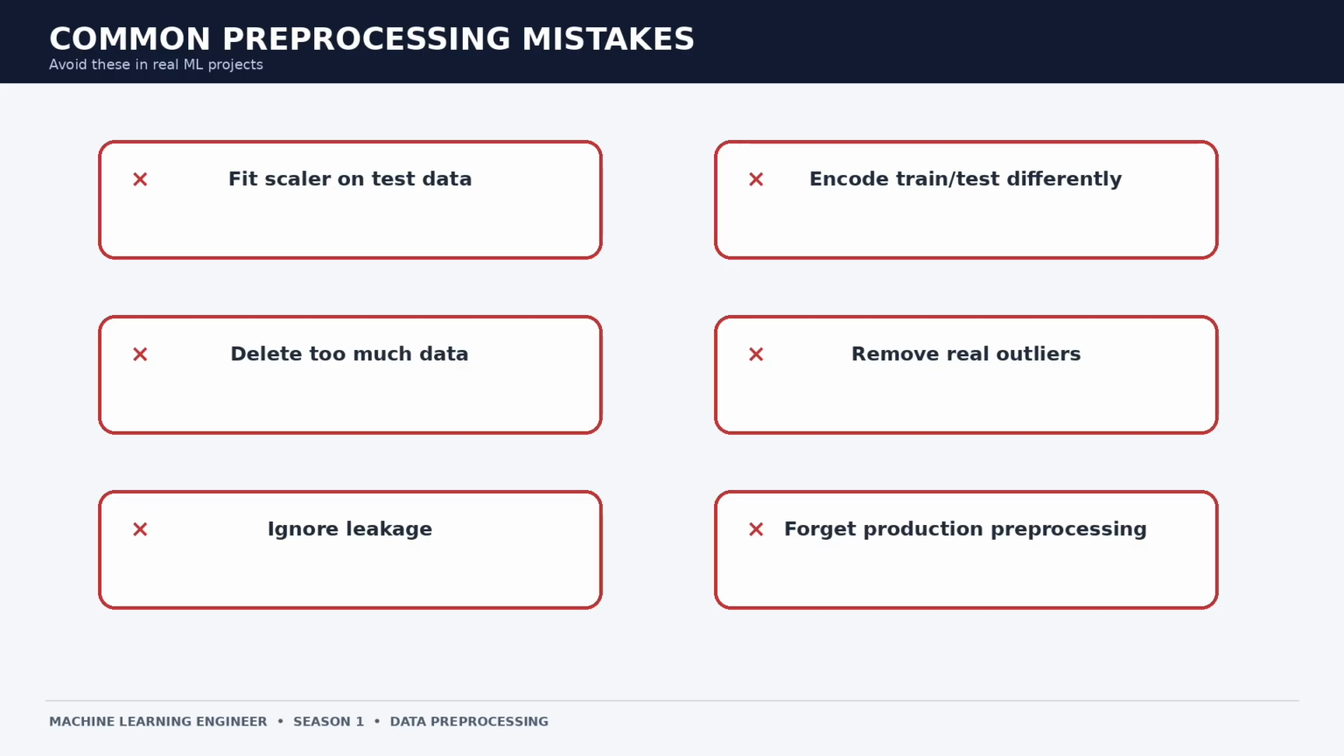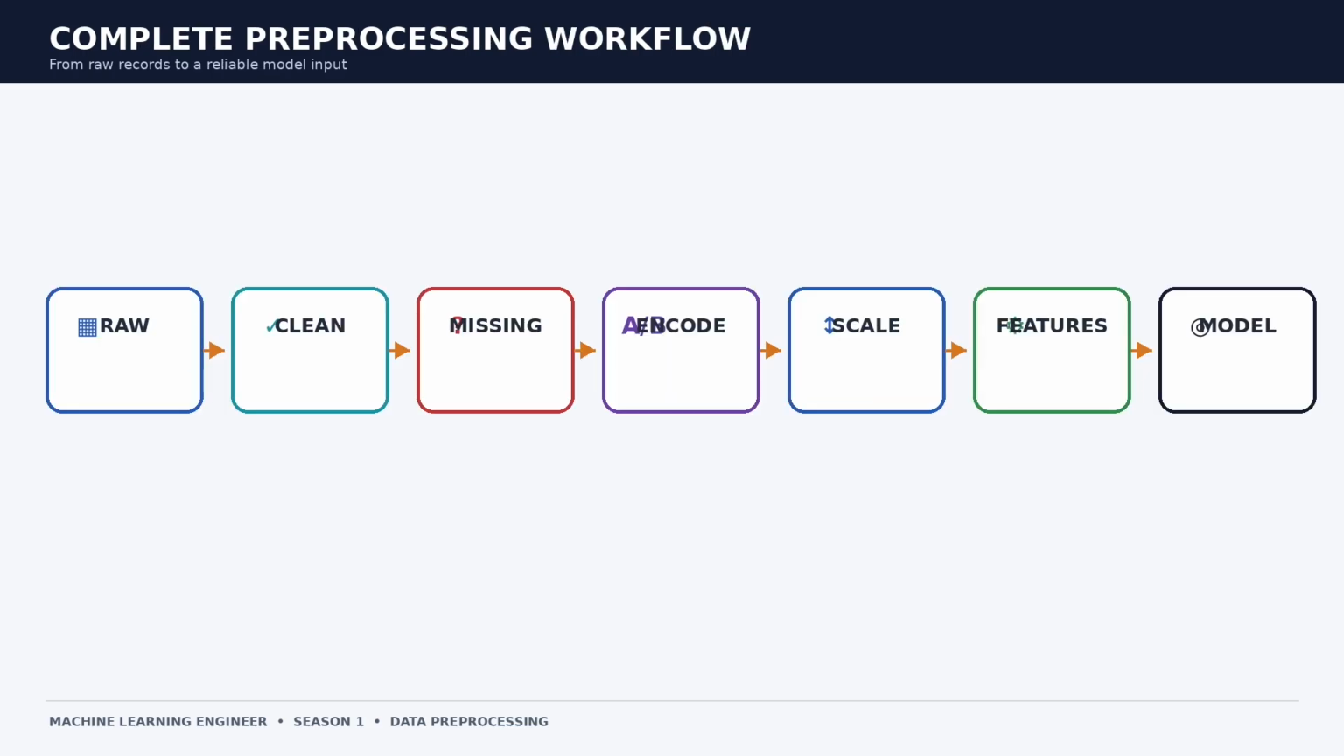Here are some common mistakes: fitting the scaler on the entire dataset, encoding training and test data differently, removing too many rows because they contain missing values, automatically deleting every outlier, and forgetting that production data must go through the same preprocessing pipeline. So, this is the complete picture. We start with the raw data, we clean it, handle missing values, encode categorical variables, scale or transform numerical features when needed, engineer useful features, and finally provide the model with a reliable representation of the data.